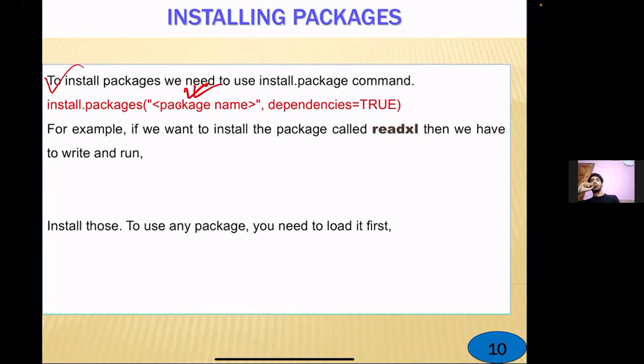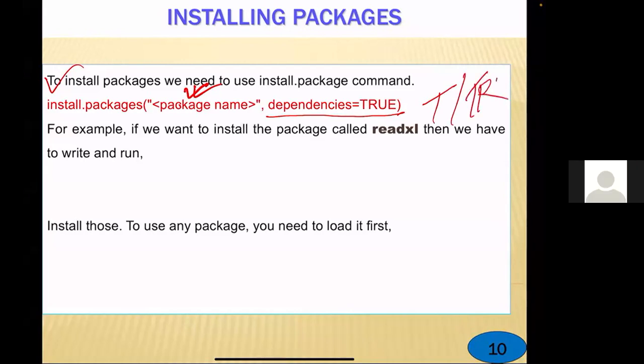Comma, this is a new thing. You can also try with this one. I did not tell you this one before, right? The part after the comma, I did not tell you before. You can just try with this one, okay? dependencies is equal to TRUE. You can write TRUE, or you can write only T. It will work also. You understand? T or TRUE.